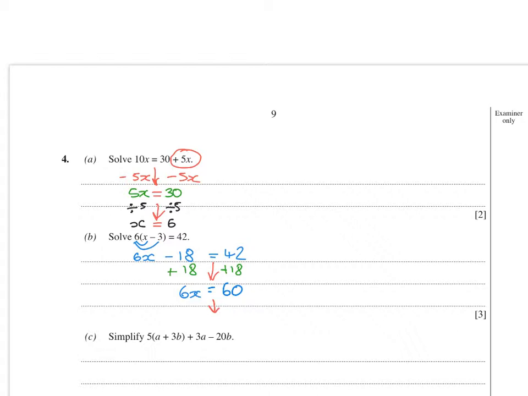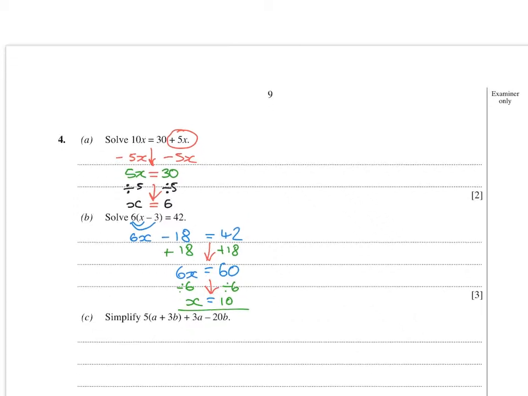So the next thing I'm going to do is divide both sides by 6, because that's the number in front of the x. How many 6's go in 60? 10, but you must state that x equals 10. Okay?